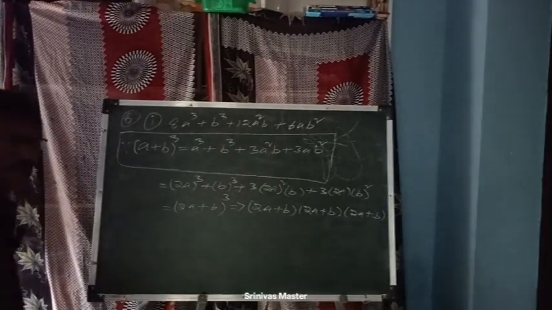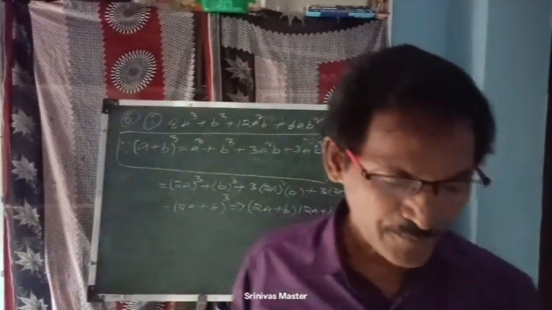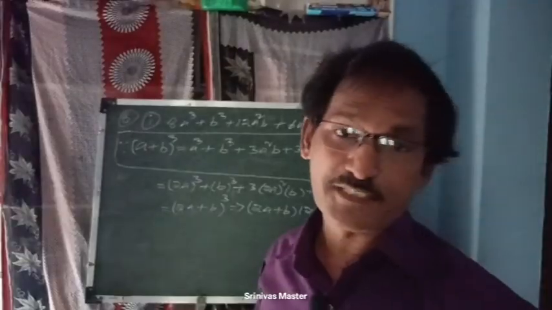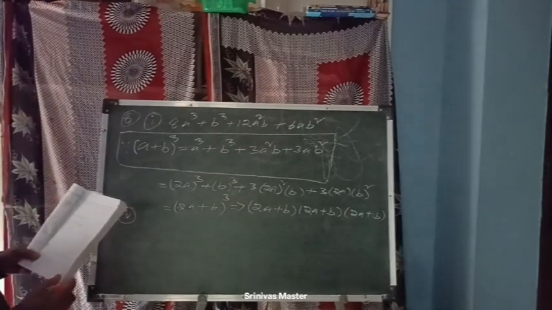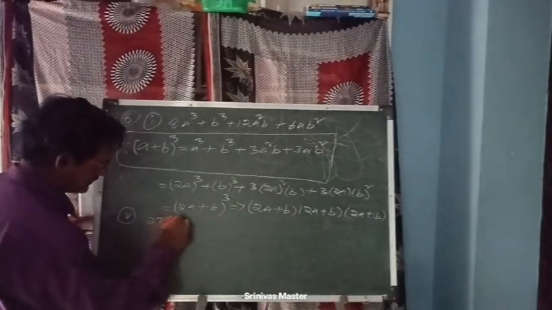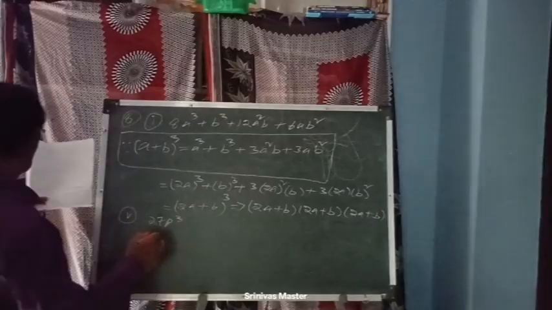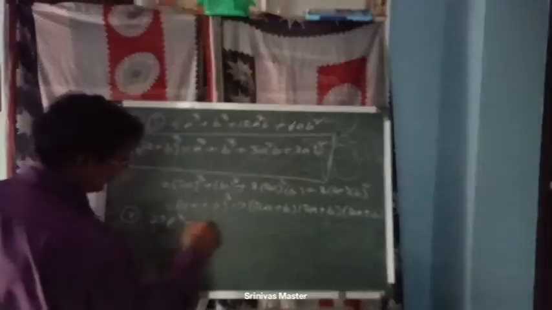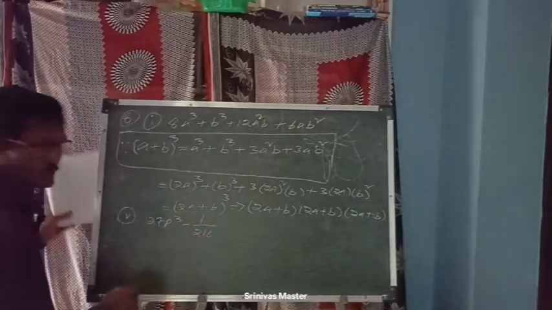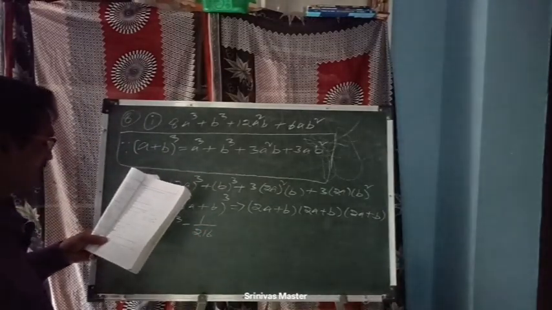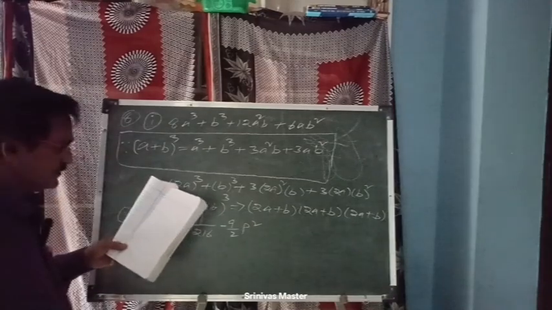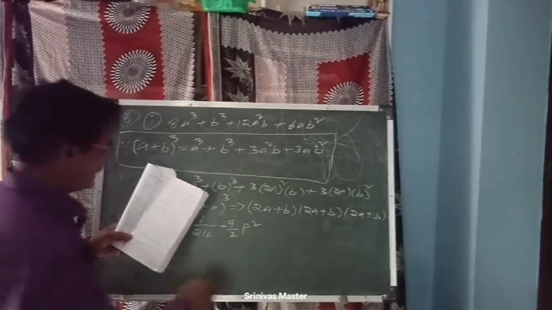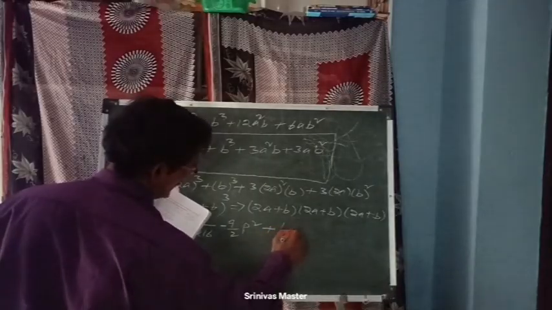Then one typical problem we'll see in that same exercise. Suppose if you take that last problem, children, that means 5th bit in the 8th question. What is given? 27p whole cube, 27p cube minus 1 by 216, next one minus 9 by 2 p square plus 1 by 4 p.